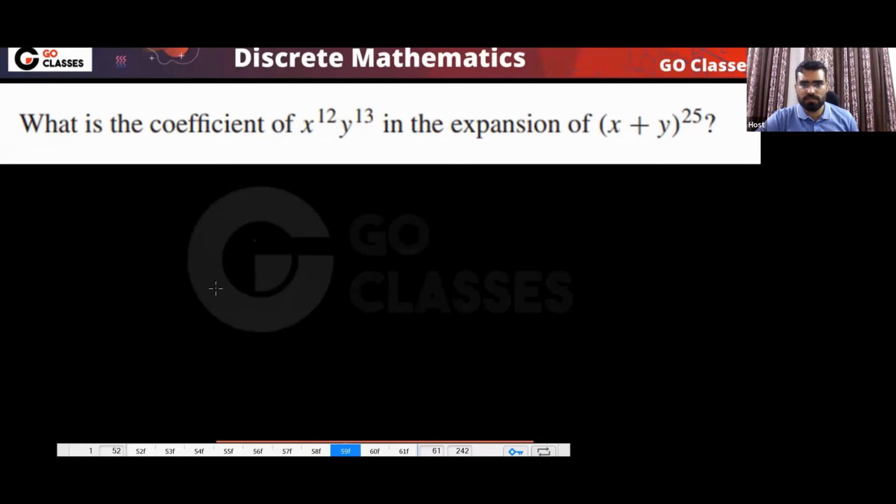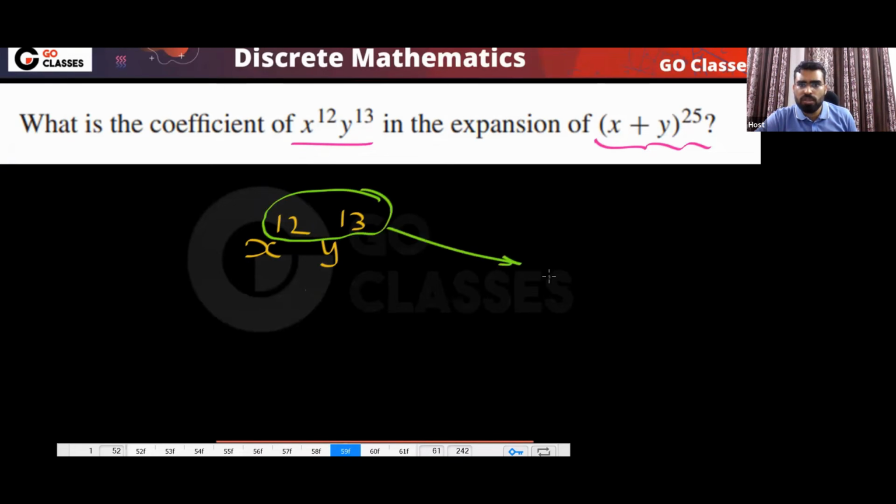Tell me the answer for this. What is the coefficient of x power 12, y power 13 in the expansion of (x plus y) power 25? First, is this possible? Yes, this is possible, because 12 plus 13 is equal to 25. So this is definitely possible. And in total you have 26 terms.